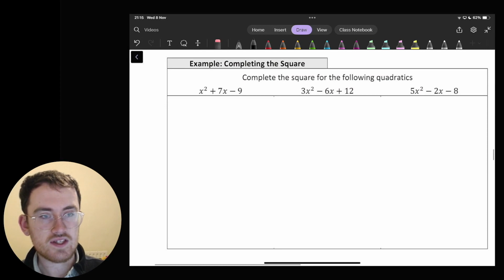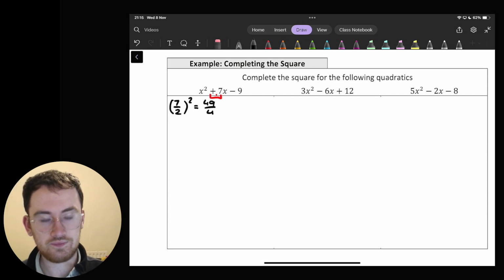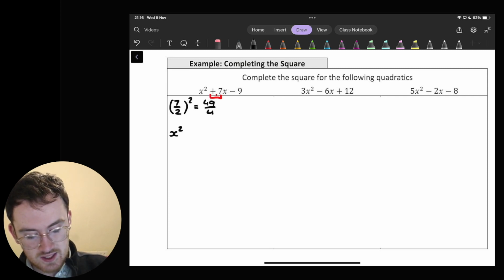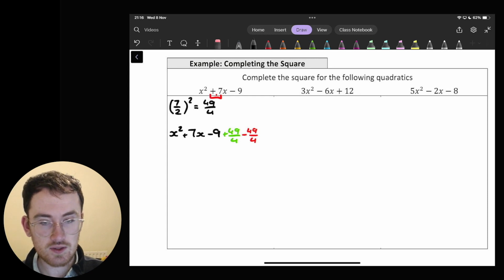So let's look at this example. First of all, we're completing the square for the following quadratics. We start off by taking the coefficient of x, which is 7. We're going to divide it by 2, and we are going to square our answer there. So we get 49 over 4. Then taking the quadratic that I have, x squared plus 7x minus 9, I'm going to be adding this new term and I'm going to be subtracting it. In that way, I'm ensuring that I haven't actually changed the question at all.